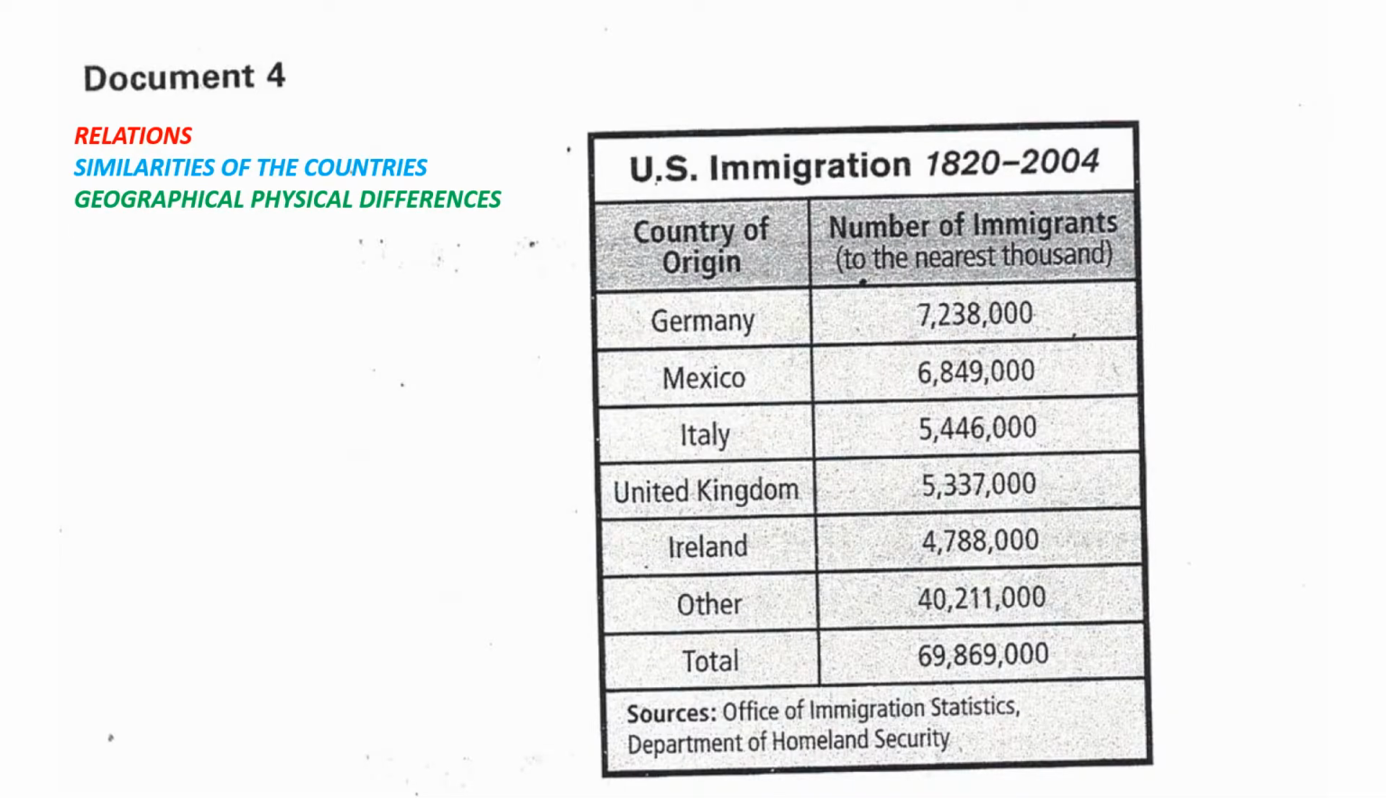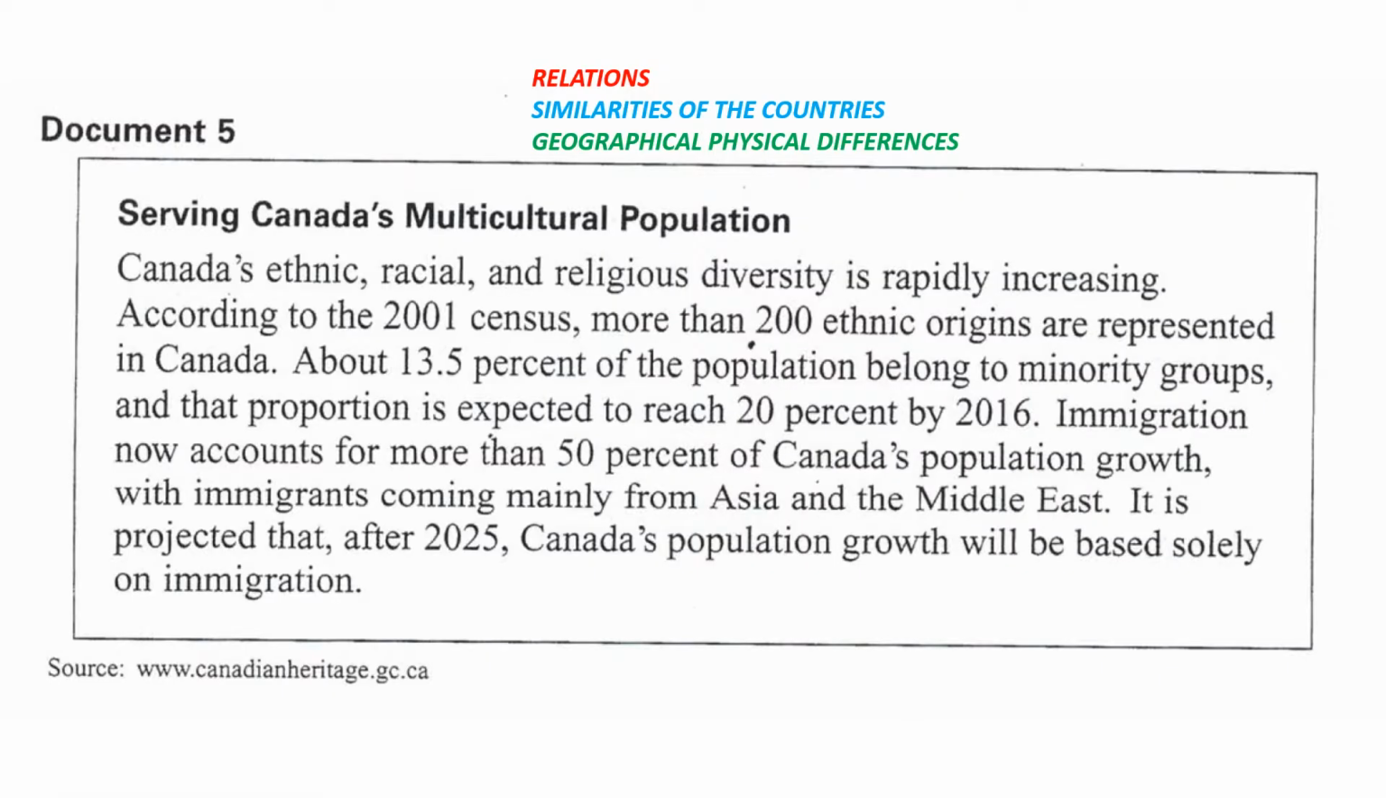Document 4 is about the United States immigration. At first glance, this is just about the United States and talks a little bit about immigrants. If you'll notice here, immigrants were on the rise during this total period. You'll also notice all the different countries that were immigrated to the United States. This is going to fall into the category of similarities of the countries, because in document 5, you'll notice that this paragraph is all about the multicultural population of Canada.